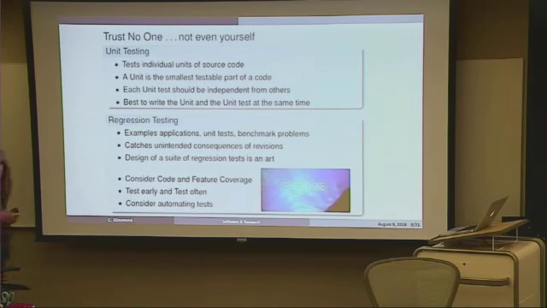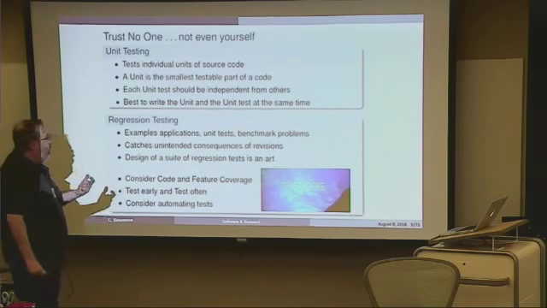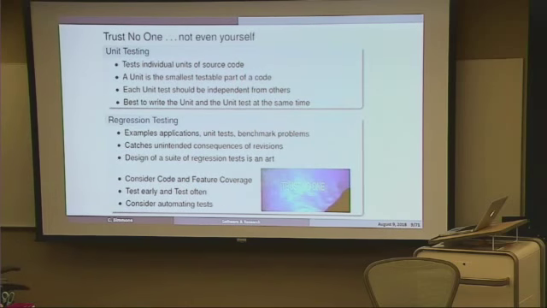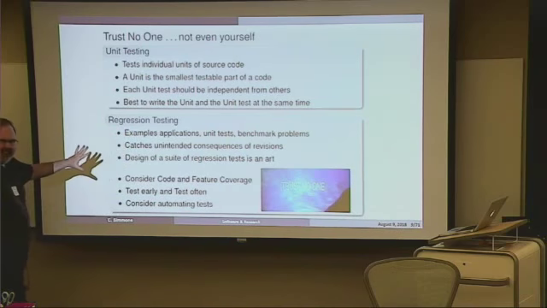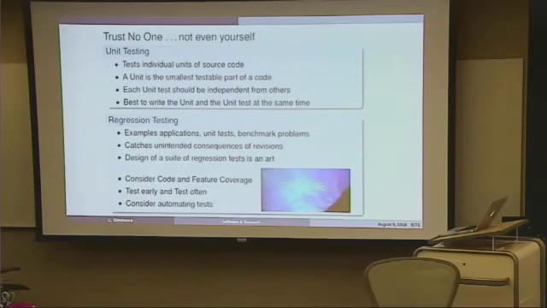A unit test is a test that tests a unit of source code, and a unit is the smallest possible atomic unit of test code. And typically, if you're writing unit tests, you write the unit, or the code under test, the CUT, and the unit test at the same time.